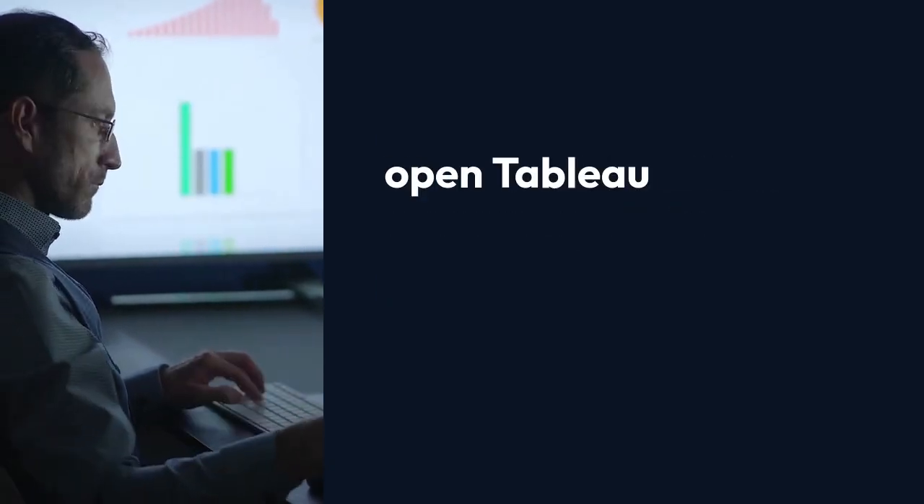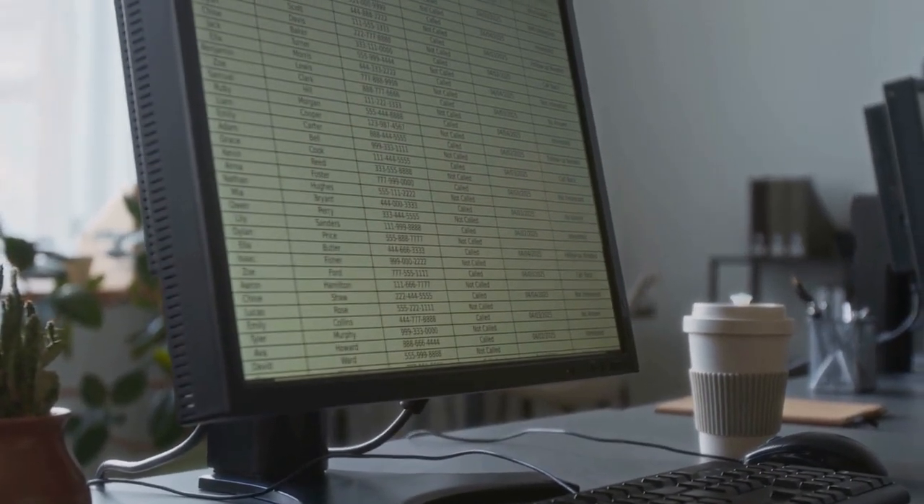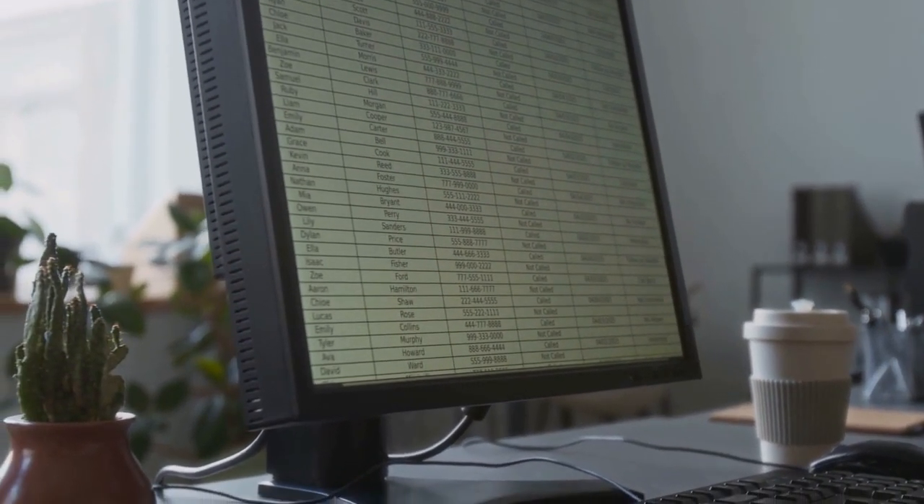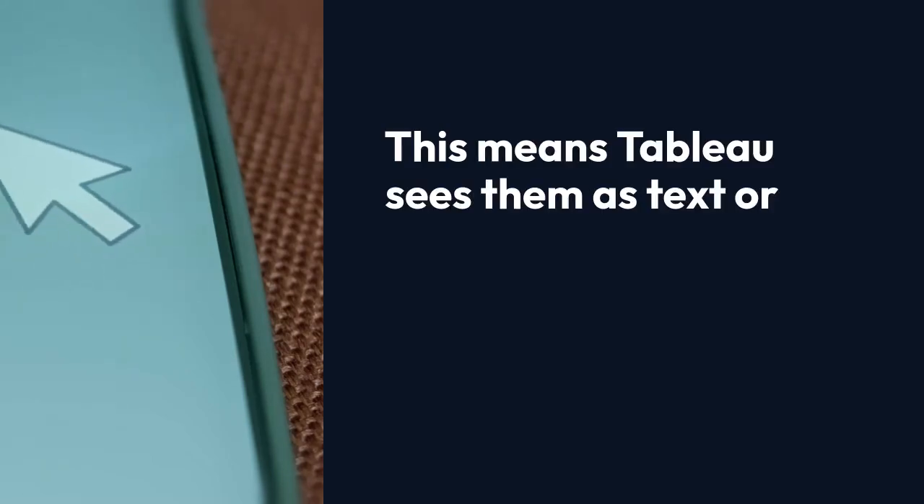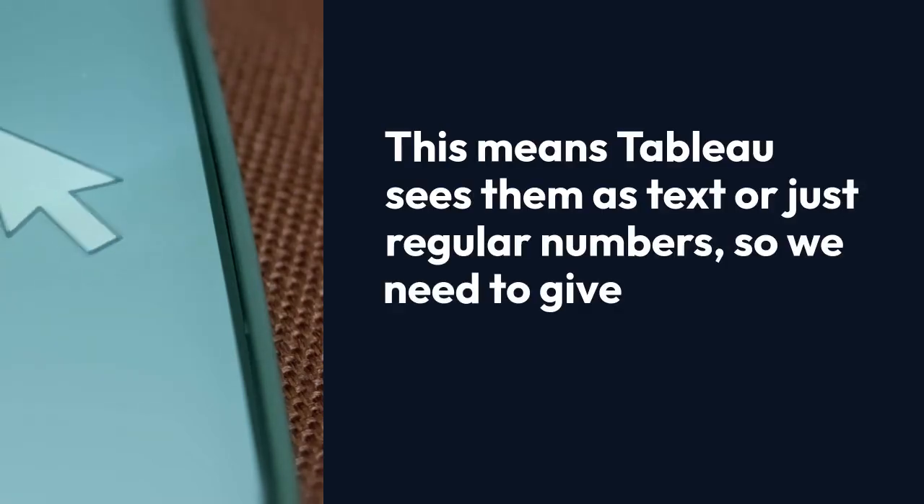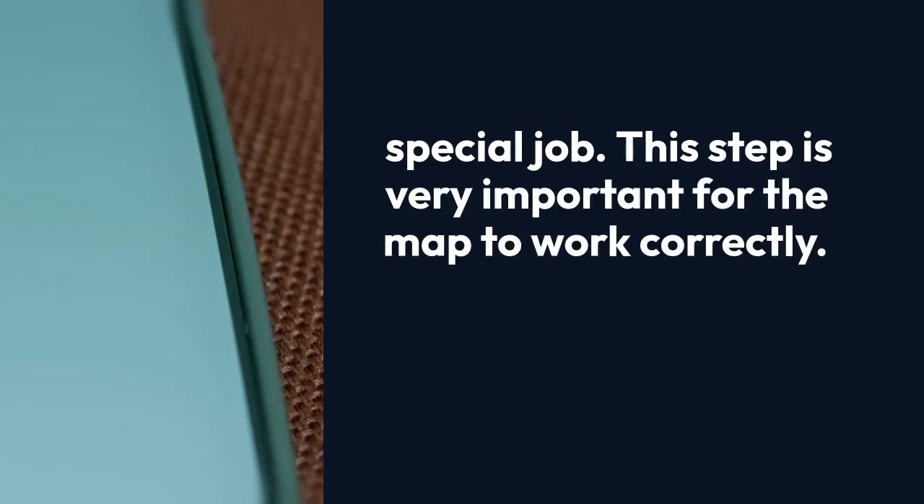Once you open Tableau and connect to your data source, take a look at the data pane on the left side of your worksheet. You might see a simple ABC or hashtag icon next to your latitude and longitude fields. This means Tableau sees them as text or just regular numbers, so we need to give them a special job. This step is very important for the map to work correctly.